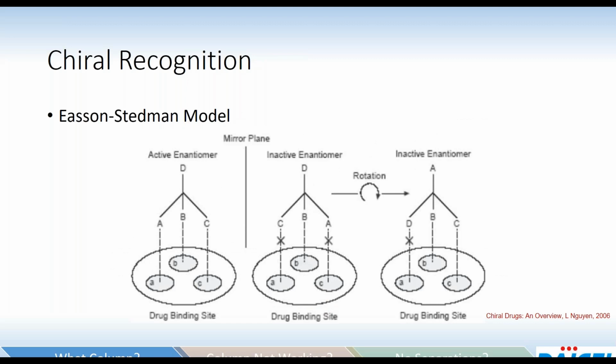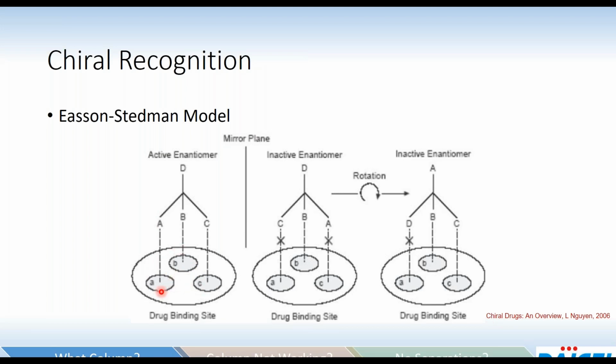And this Easson-Stedman model demonstrates that fairly well. This is for a drug binding site, but you can imagine that rather than it being a drug binding site, this is the chiral stationary phase selector. And in our case, the active enantiomer is going to be the more strongly retained enantiomer. The inactive enantiomer is going to be the one that is eluting first or faster. So as the enantiomer is traveling through the mobile phase and interacting with the stationary phase, there are at least hopefully 3 points of interaction where there's some energy difference that takes place.